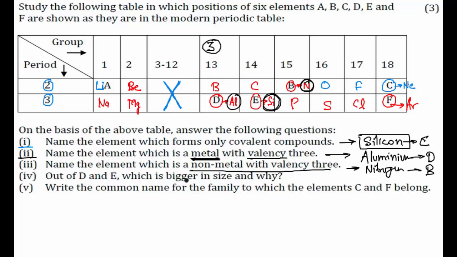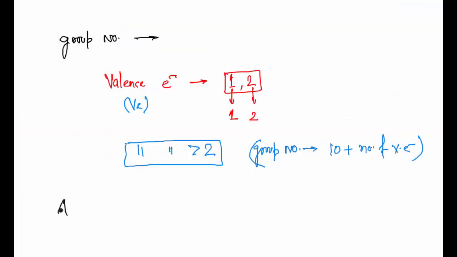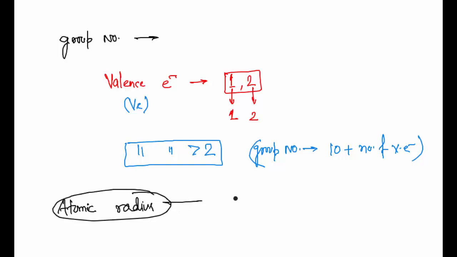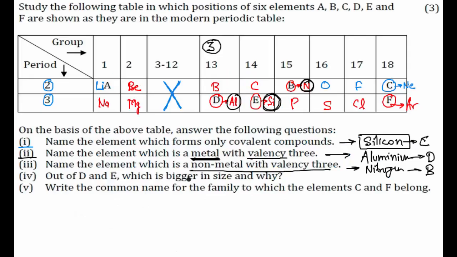Okay, out of D and E, which is bigger in size and why? Now see, you know that atomic radius from left to right in a periodic table decreases, and from top to bottom it increases. So we have to see here about D and E. Your D is your aluminium, and E is your silicon. Okay, so the answer is here.